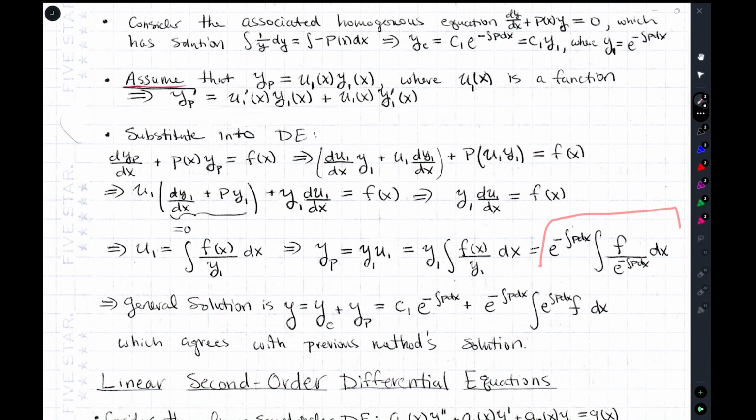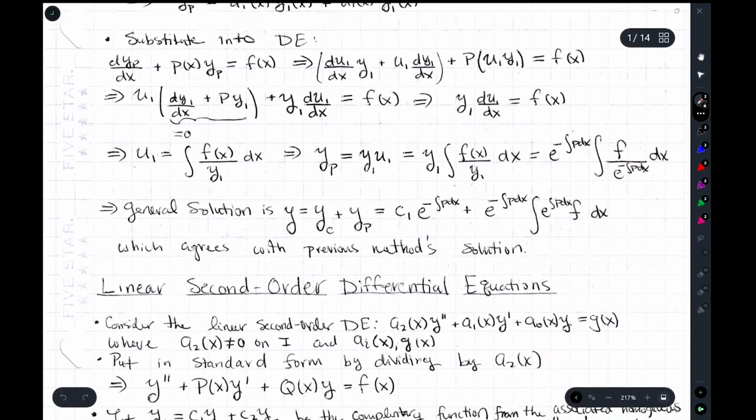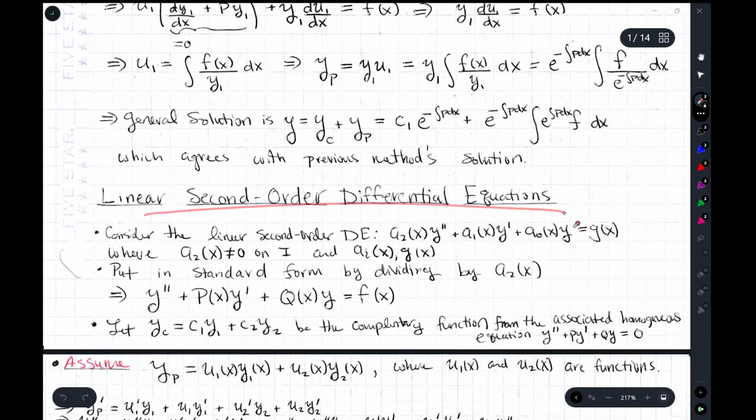And then what's our general solution? Well, it's going to be the complementary function plus a particular solution to the non-homogeneous differential equation. Here's our complementary function. Here's our particular solution. And this agrees with the linear equations method that we've done before for first order linear differential equations. So this process, we're going to take the general outline of what we're doing here, but abstract it to higher dimensions. In particular, we're going to now do this for second order differential equations.